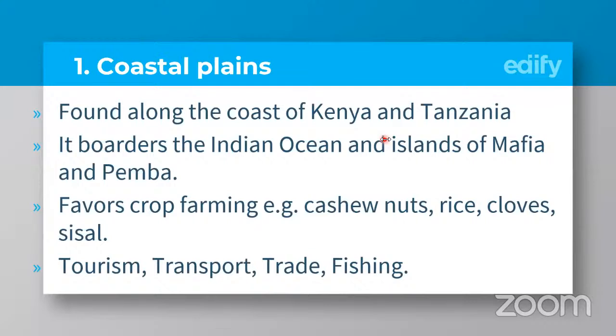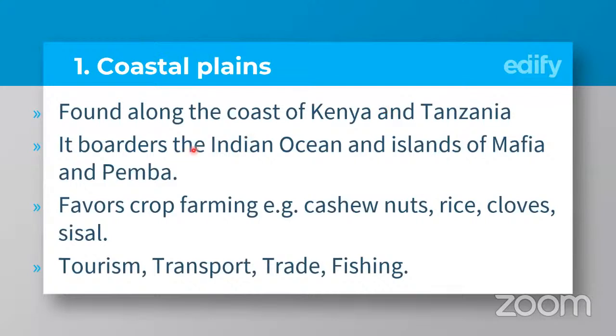Okay. Grace, talk to me. Where do you find the coastal plains? Where are we finding the coastal plains? People don't know how to unmute themselves. Along the coast of Kenya and Tanzania. Amazing, along the coast of Kenya and Tanzania.